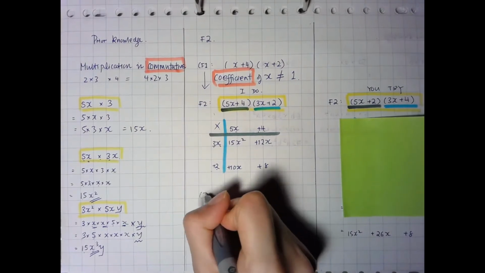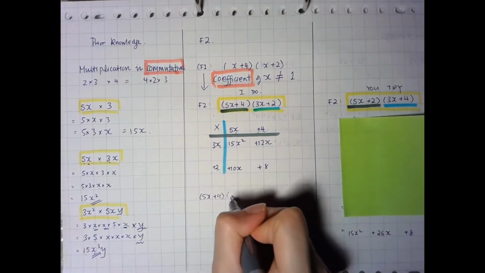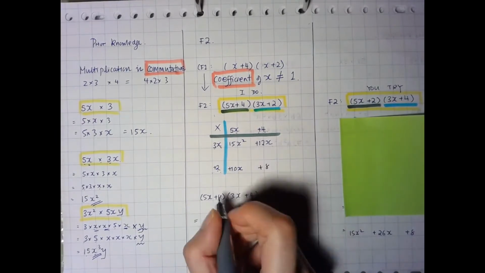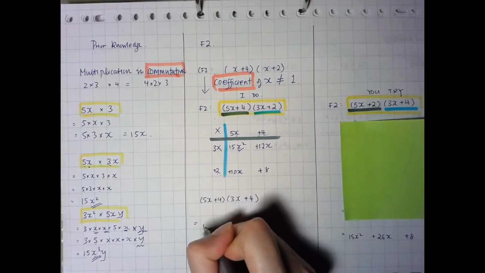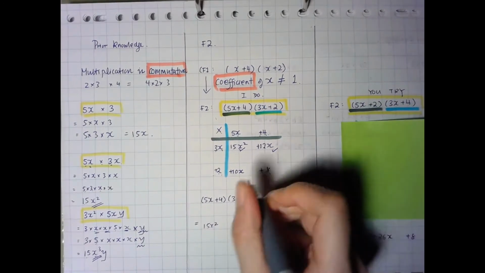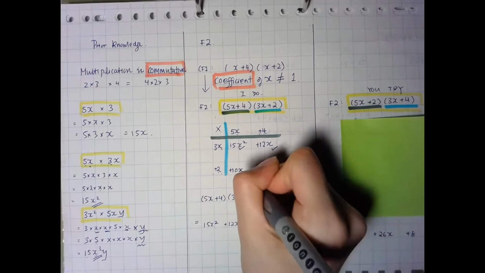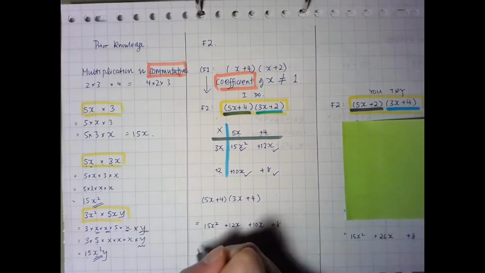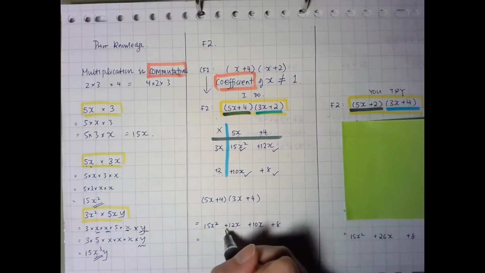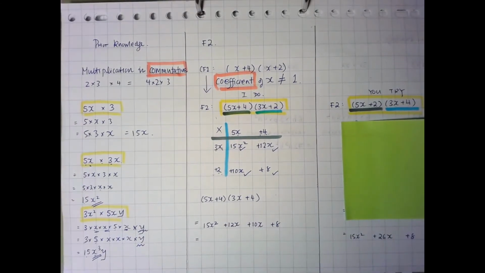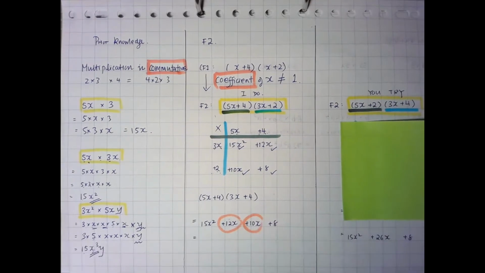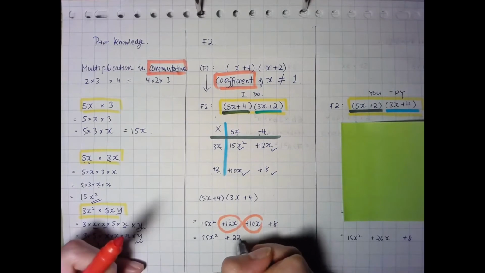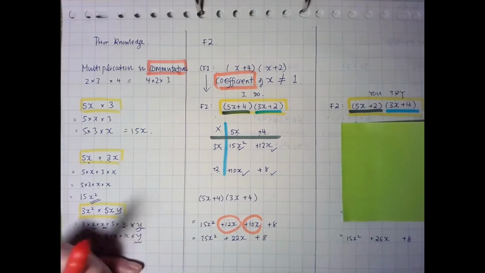Now all together, 5x add 4 multiplied by 3x add 2. All the terms inside the grid, including the signs. So 15x squared, add 12x, add 10x, add 8. Collect your like terms. 15x squared, add 22x, add 8.